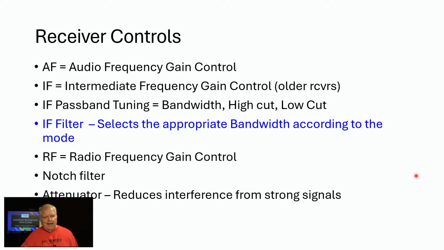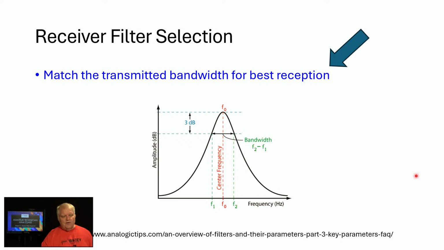There's radio frequency gain controls, so you can adjust the input gain on the radio frequency section. Notch filters, which are used to eliminate interfering signals. And then attenuators. If you're operating close by other radio transmitters, sometimes you need to put an attenuator in so that your receiver doesn't overload. The thing that we talked about, the filters and the filter selection, we want the filter to match the transmitted bandwidth for the best reception. It gives you the best signal to noise ratio when your received bandwidth is exactly the same as the transmitted bandwidth. You're not listening too much, you're not listening too little.